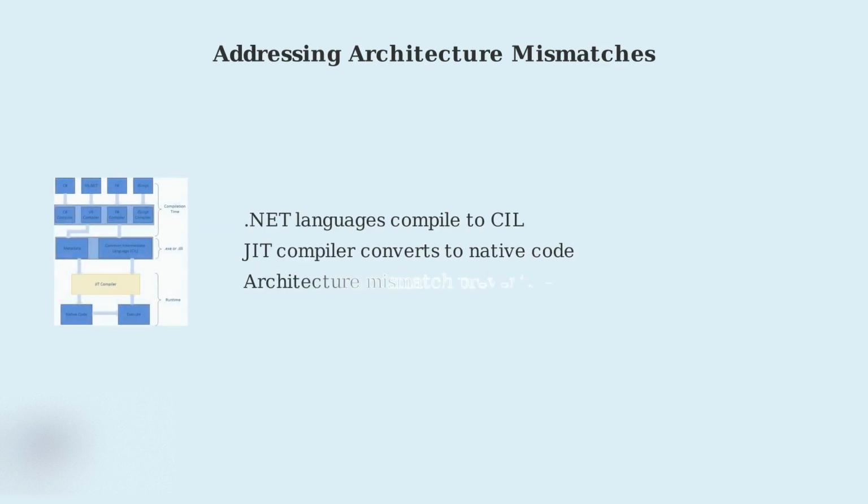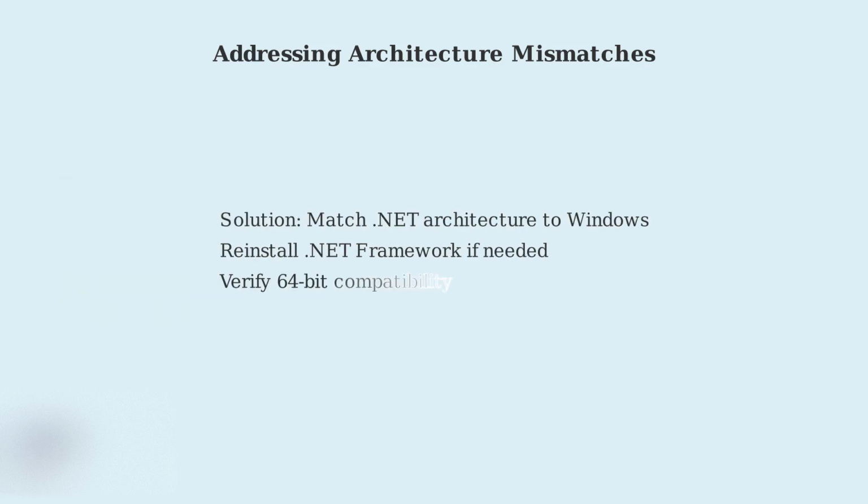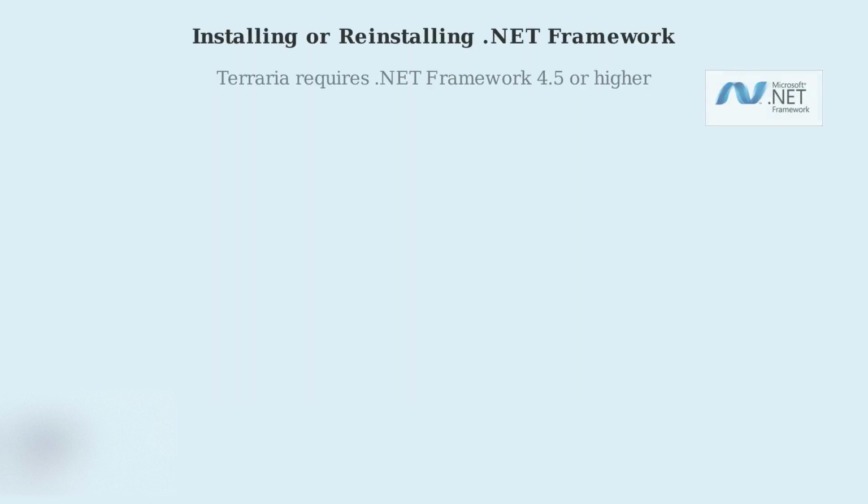The error relates to .NET's just-in-time compilation, where code is converted to native instructions at runtime. Terraria uses .NET Framework, and architecture mismatches occur when 32-bit .NET tries to run 64-bit assemblies. Ensure your .NET installation matches your system's architecture. If you have a 64-bit Windows but 32-bit .NET, reinstall .NET Framework to resolve the conflict and allow Terraria to run properly.